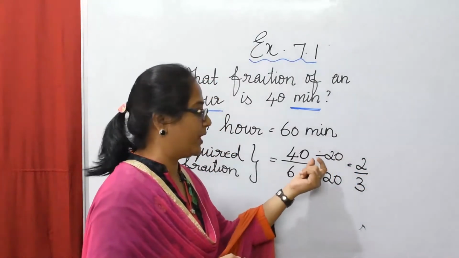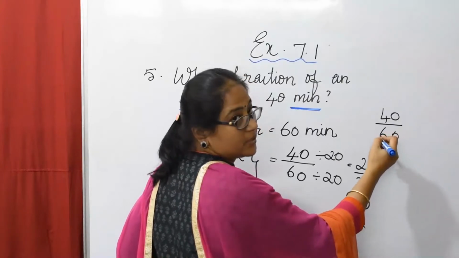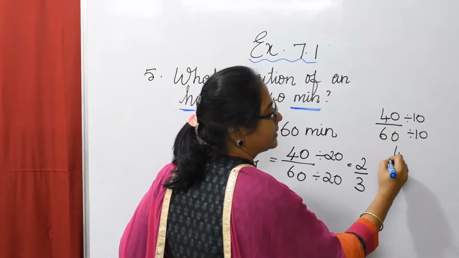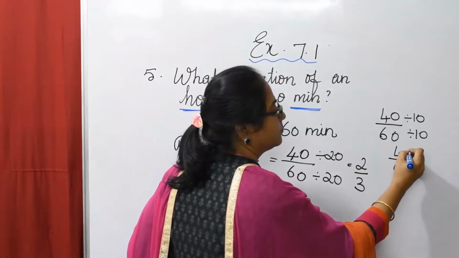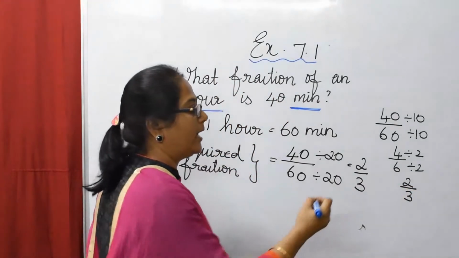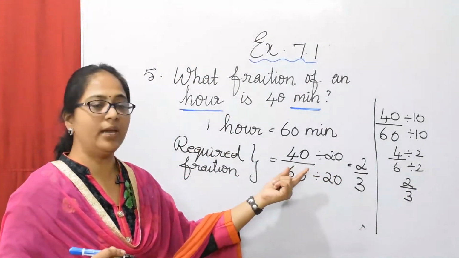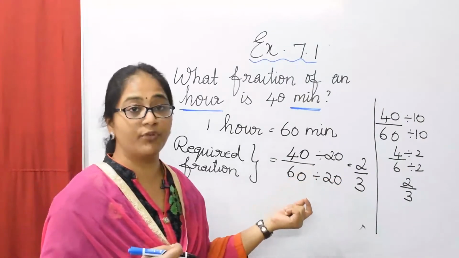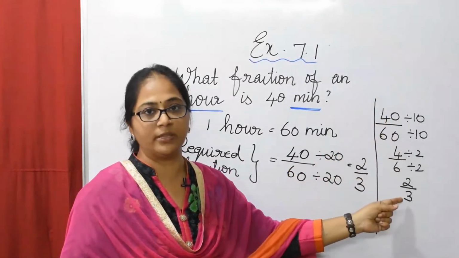Understood? If you can't find this number, 40 by 60, first you can simplify using 10 tables. So 4 by 6, then both numerator and denominator will go in 2 tables. 2 by 3. Understood? Either way you can do it. Actually it is very easy when you are going to simplify with 20. At one shot you will get the answer. If you find difficult to simplify using 20, you can do in this method also.